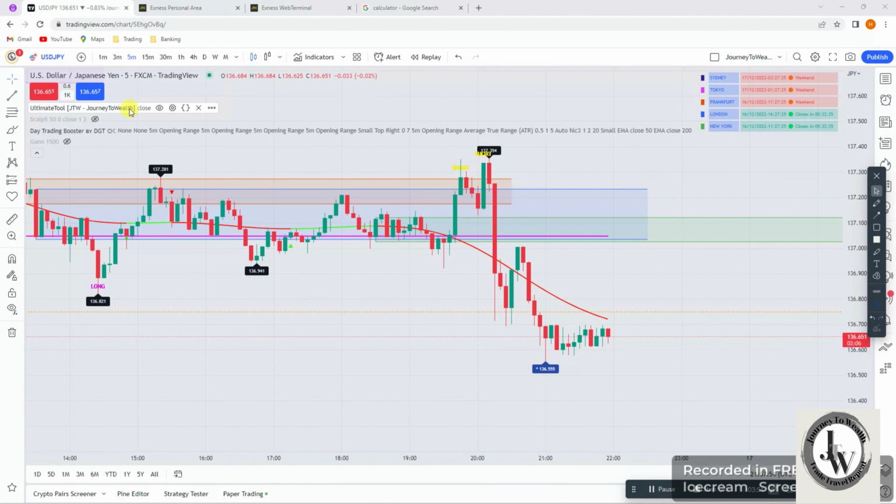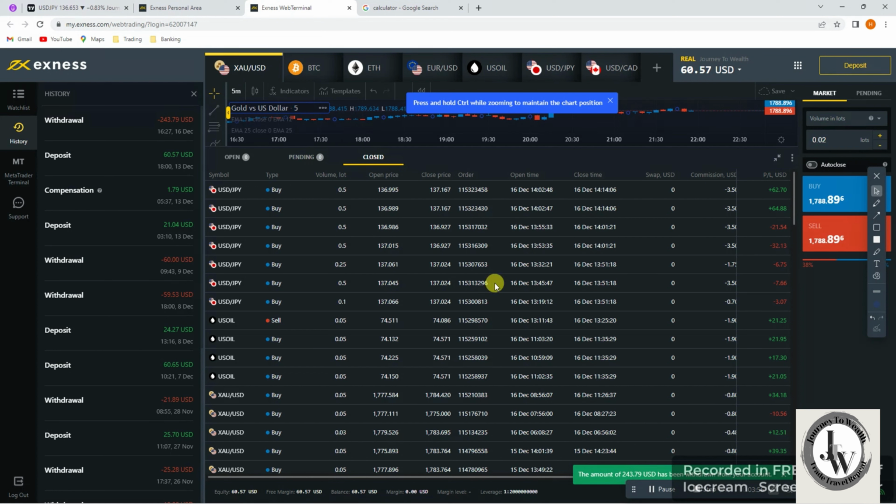And obviously my indicator is working superb. It is working amazing, and you can see the withdrawal request has been processed. As you can see over here, my capital is now back to what it was deposited earlier, that is $60.57.